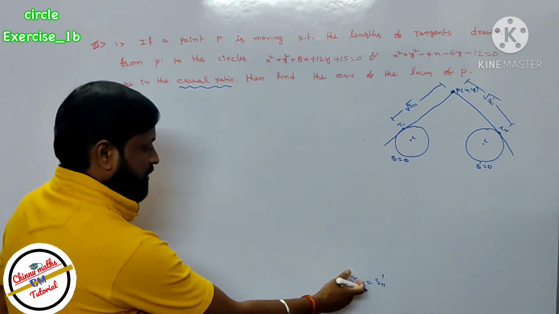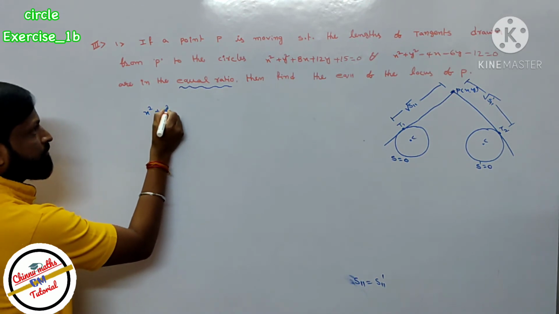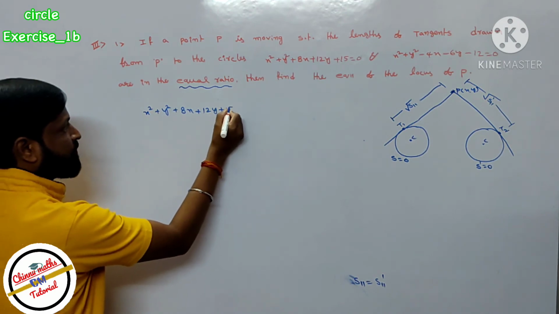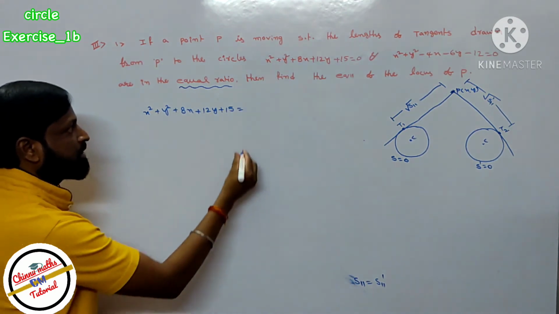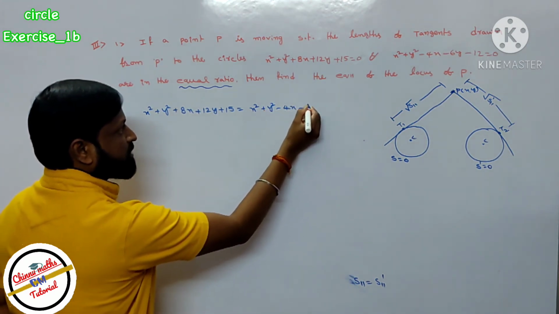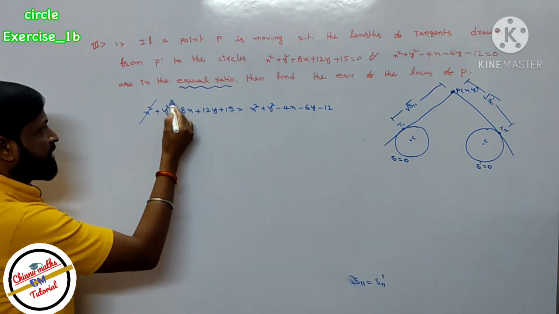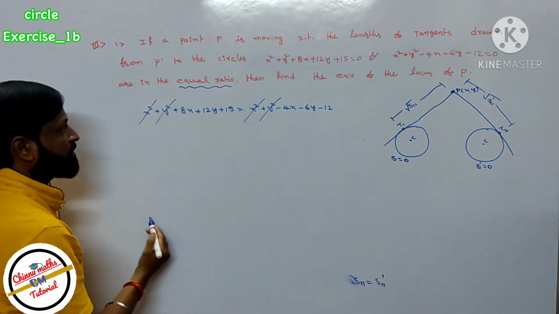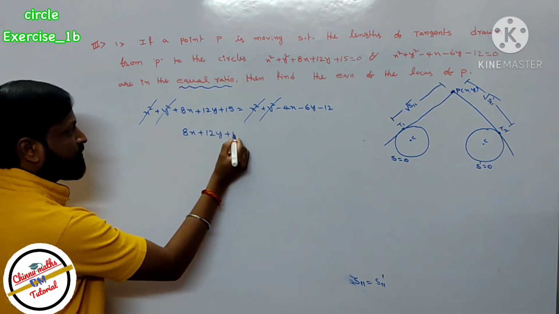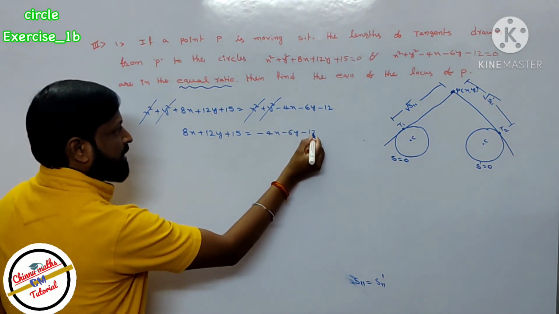Then continue. S11 means x square plus y square plus 8x plus 12y plus 15 equal to S11 dash. S11 dash value equals x square plus y square minus 4x minus 6y minus 12. Equal terms on both sides get cancelled, x square and y square. What are the remaining? 8x plus 12y plus 15 equal to minus 4x minus 6y minus 12.